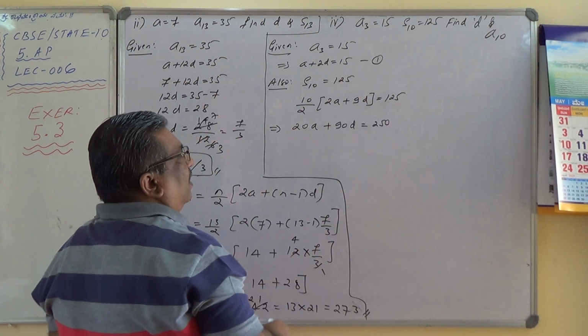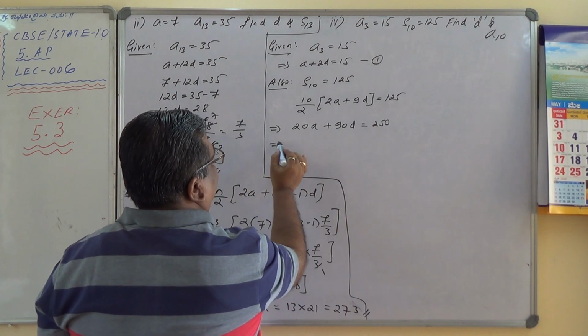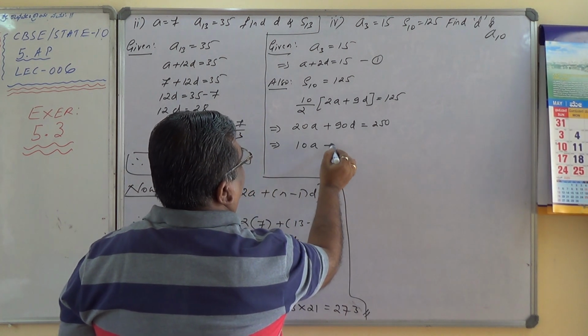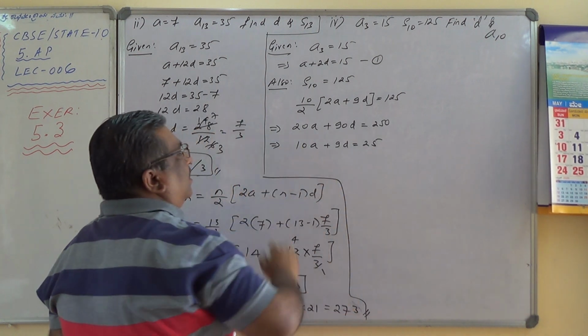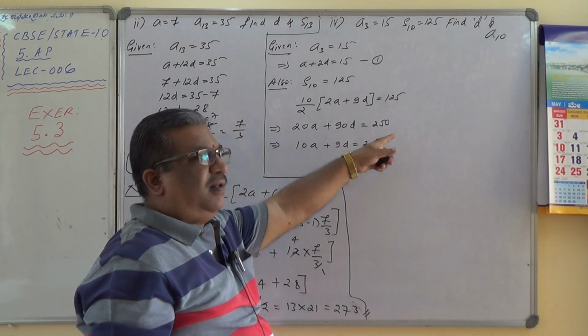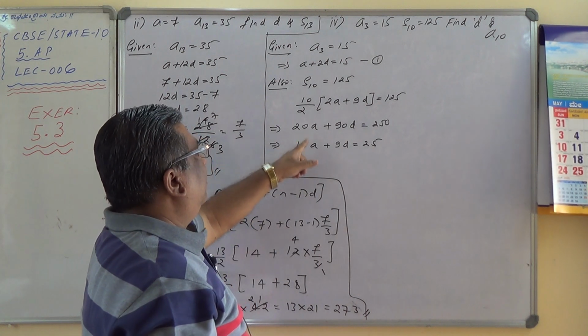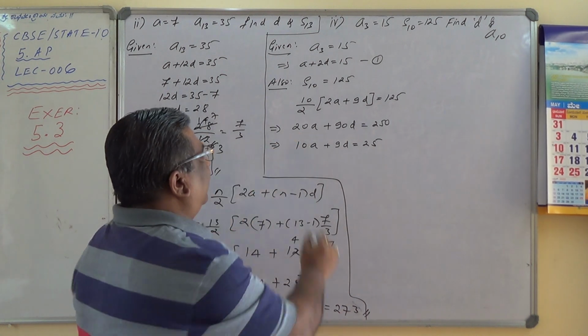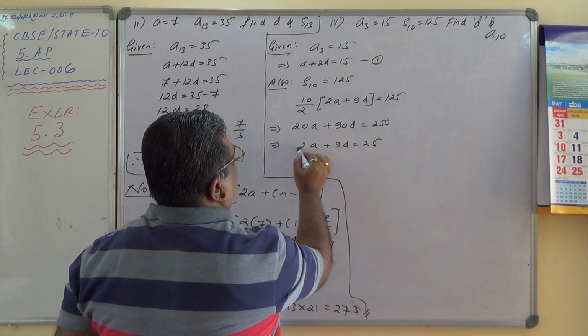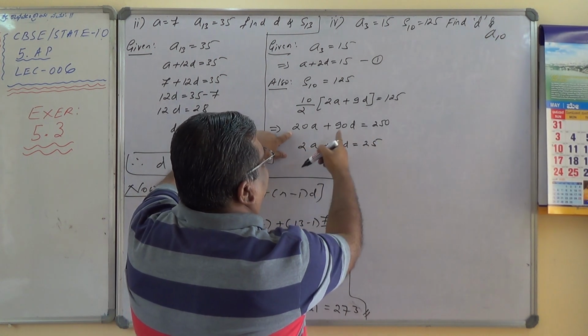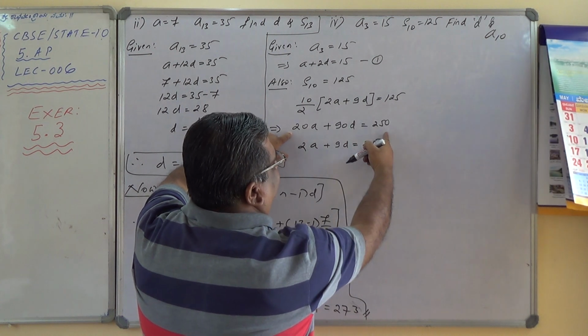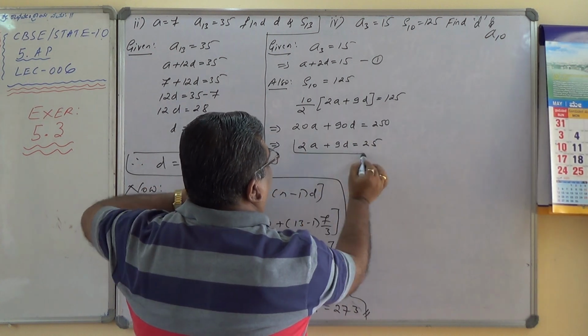250. Can I take 10 common? Yes. 10A plus 9D equals 25. So 10 common means I am dividing everything by 10. Divide by 10, okay, this is not 20, it is 2A. Dividing by 10 is 2A, 90 divided by 10 is 9D, 250 divided by 10 is 25. It is correct. Now it is correct.